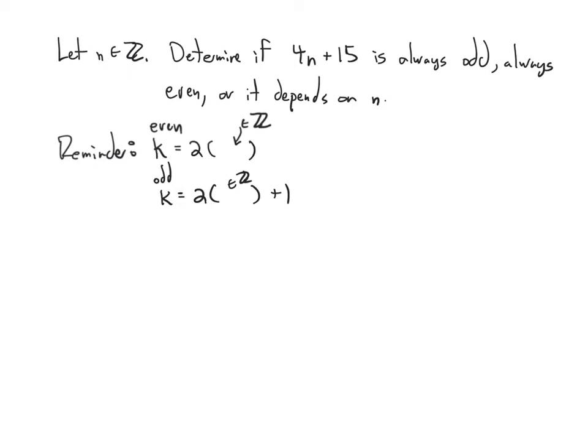So I would say pause the video now and try it yourself. Try to rearrange 4n plus 15 so it either looks like 2 times something, and that something will be an integer, or 2 times something plus 1. And your integer here can be addition and multiplication of some other integers. That's fine. Remember from the last slide, we know that the integers are closed under addition and multiplication. So give it a try.